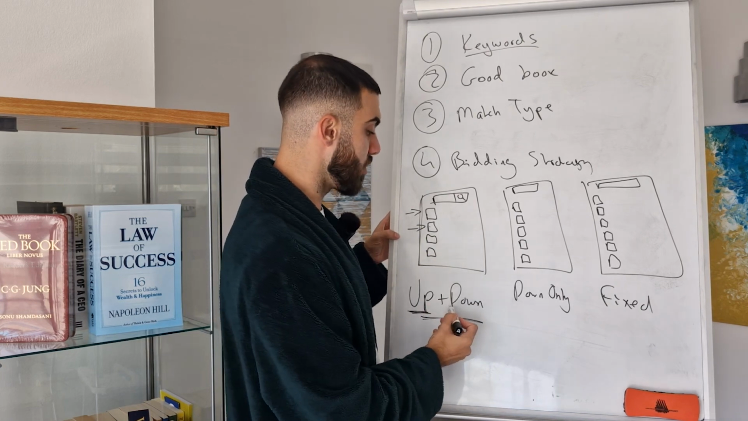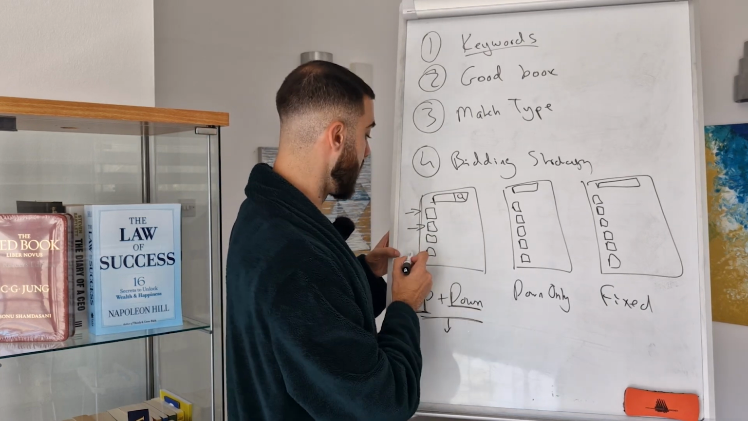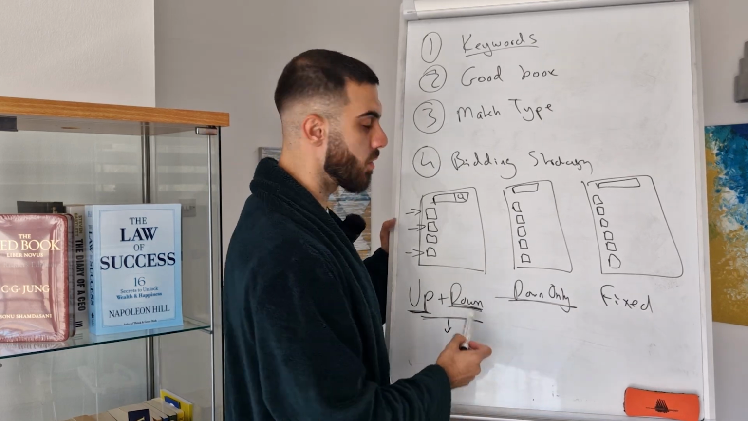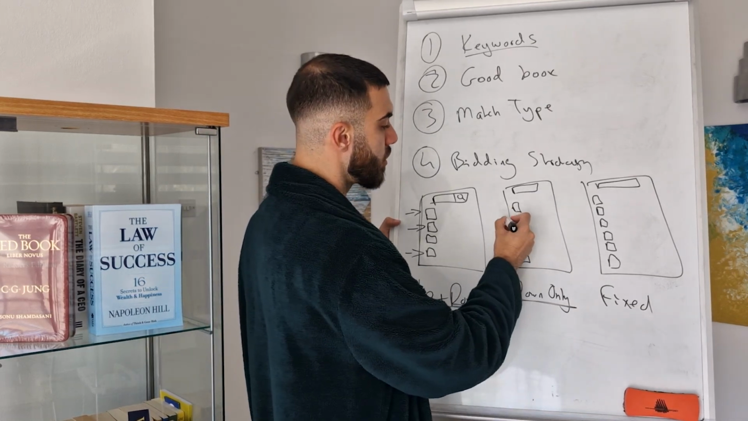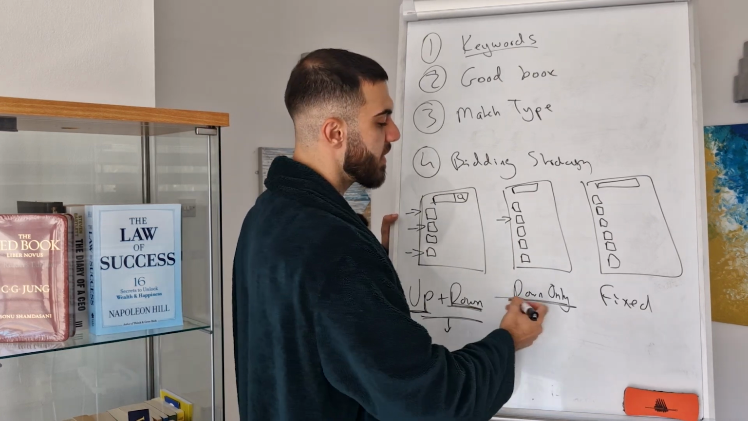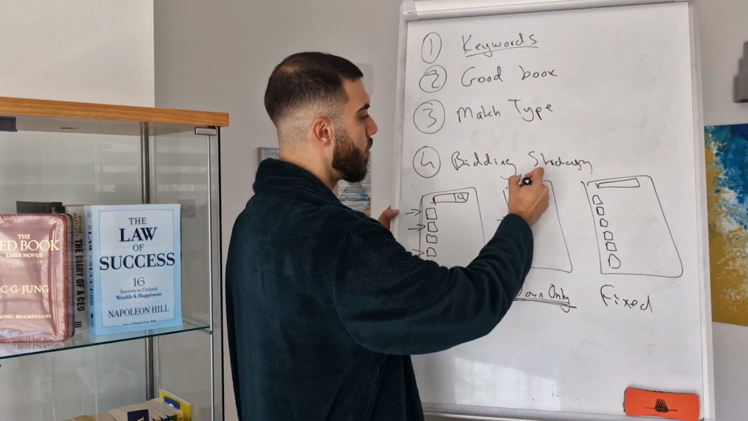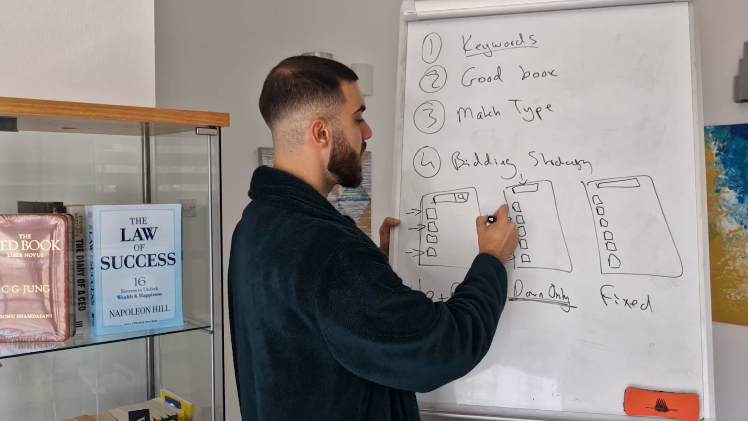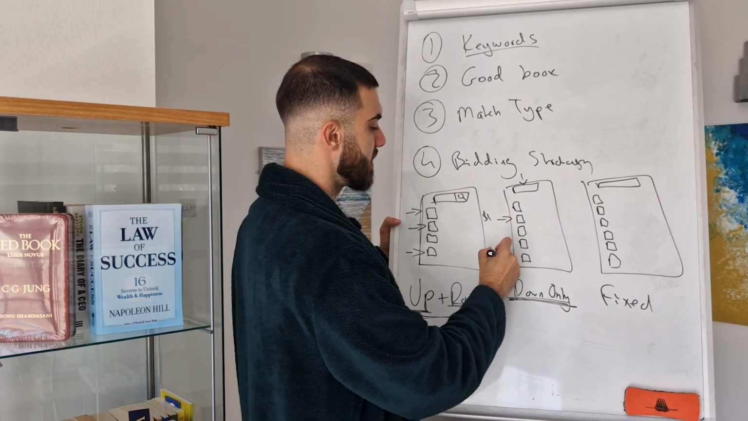And if Amazon thinks your book has a lower chance of making a sale, it can show you down here. What about down only? Same thing, except it's only down, there's no up. So Amazon can show you here if you're bidding $1, but if it thinks that your book is not really going to convert for what someone searched up here, it's going to show you down here for a cheaper click. So here it might be $1 and here it might be 60 cents.